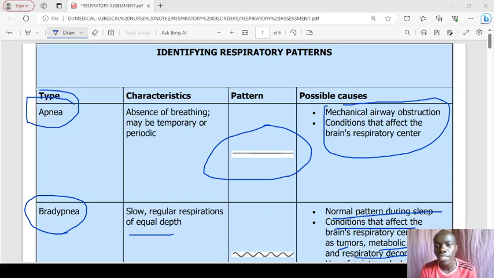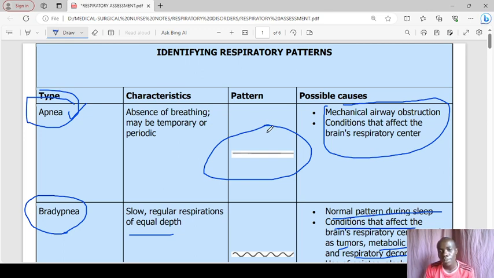Today we are looking at the respiratory system, and here we are interested in identifying respiratory patterns together with the breath sounds. So let's start with identifying respiratory patterns, and we start with apnea, and this is the absence of breathing. It may be temporal or periodic. Remember, these are normal findings in the neonates.